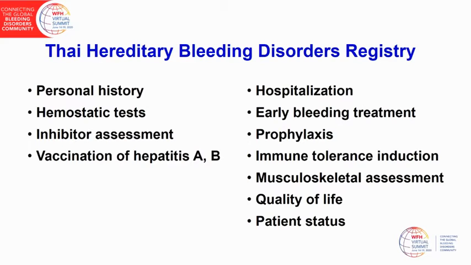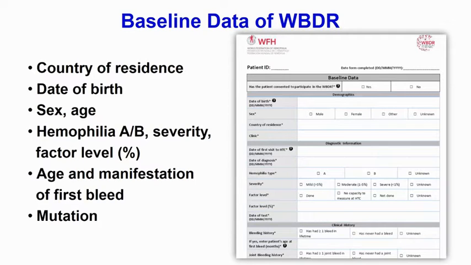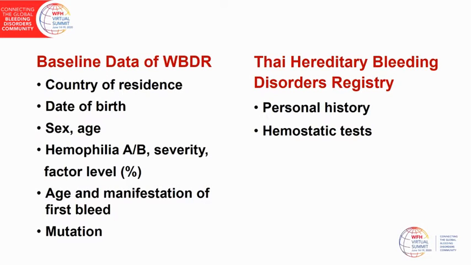In the next 2 slides, I will show you how to complete the baseline data of the WBDR. Here is the baseline data sheet, which can be simplified as country of residence, date of birth, sex, age, hemophilia A or B, severity of severe, moderate, and mild, factor level in percentage, age and manifestation of first bleed plus joint bleed, and mutation. The data of personal history and hemostatic tests from the Thai registry can be captured to complete the baseline data of the WBDR.